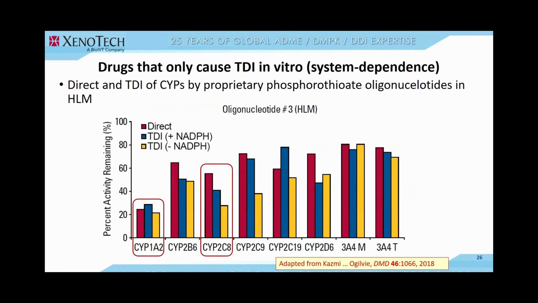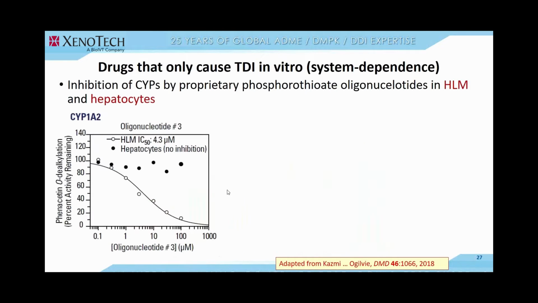So another case where you have drugs that only cause time-dependent inhibition in vitro. This is either a system-dependent effect or simply an artifact, and we actually looked into this in quite a number of ways and published this just a couple of years ago in Drug Metabolism and Disposition. But what we found, and I'm just showing one example of a phosphorothioate oligonucleotide, is inhibition of CYP1A2 and actually a little bit of time-dependent inhibition of CYP2C8.